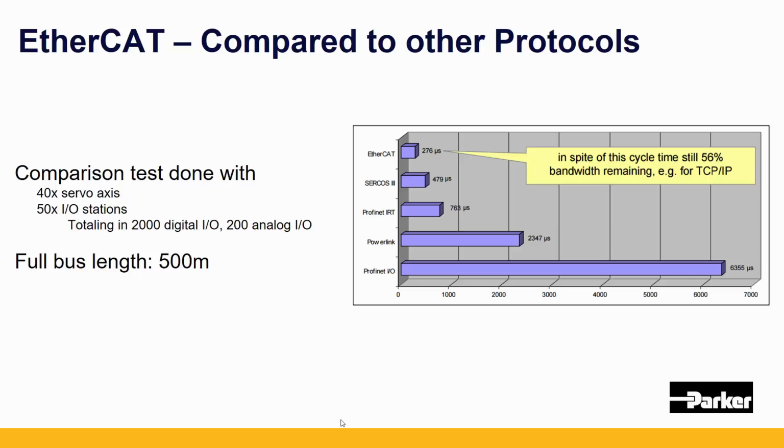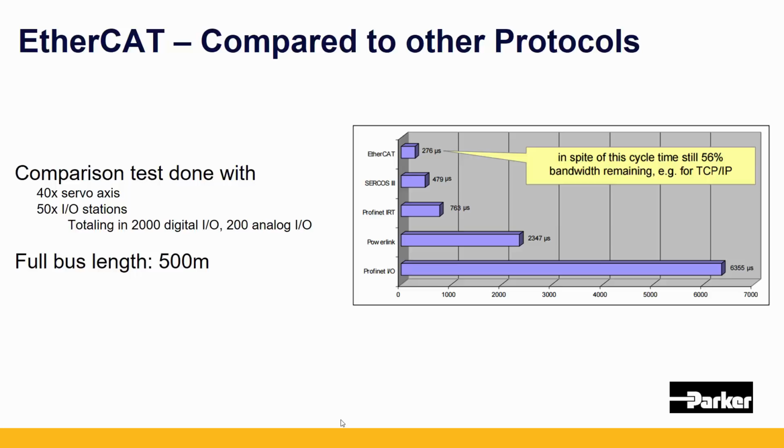Now, each one of these I/O stations has a variety of I/O, but they all total to about 2,000 digital I/O and 2,000 analog I/O. So, trying to create an as equal as possible system, because some of these protocols, in order to prevent collision, require extra hardware, etc. But if you're part of the EtherCAT group, you can read that study and see exactly how this trial was created.